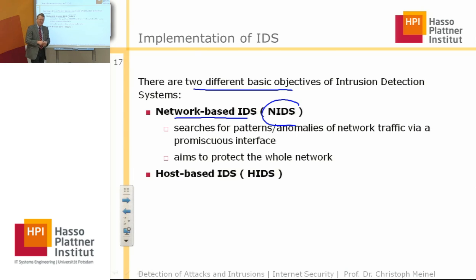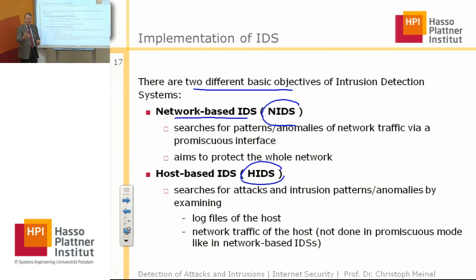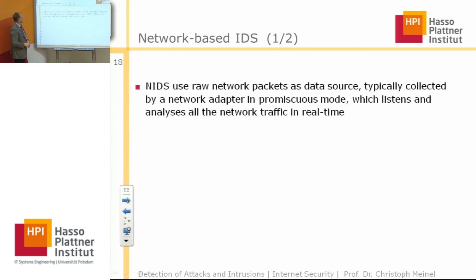Besides the network-based intrusion detection systems, we have the host-based intrusion detection systems, the HIDS. Here the goal is to search for attacks, intrusion patterns and anomalies on a host system. On a host system, there are log files, and there are network traffic characteristics of the host. Here, not the promiscuous mode is used, but only the network traffic of the host is analyzed. So these are the two approaches to implement an intrusion detection system.